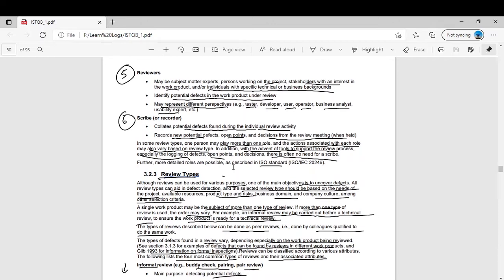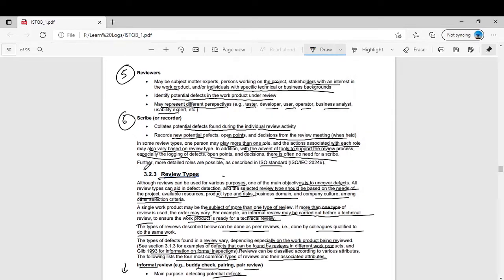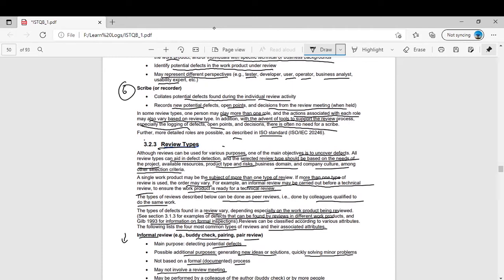So now we will discuss review types. I already marked some important points here which are important for this topic. As we have discussed different roles during the reviews, now we will see different types of reviews. These different types of reviews can be applied on different types of work product to get the relevant output, or desired output, or what you required or what you needed from the review.